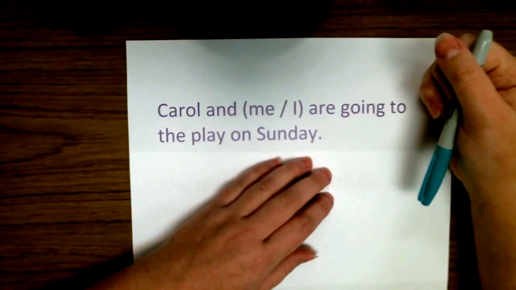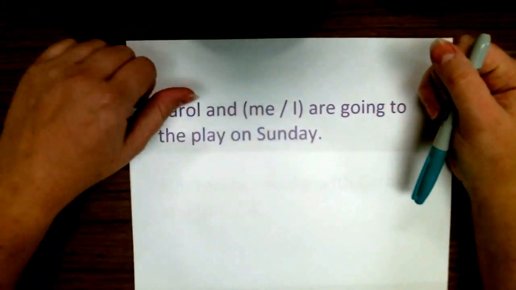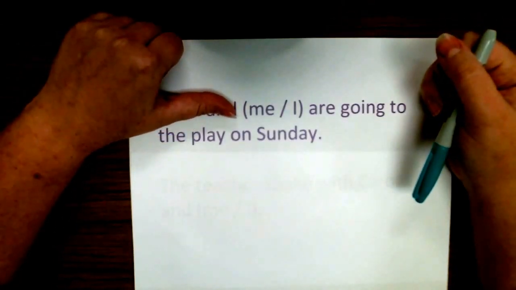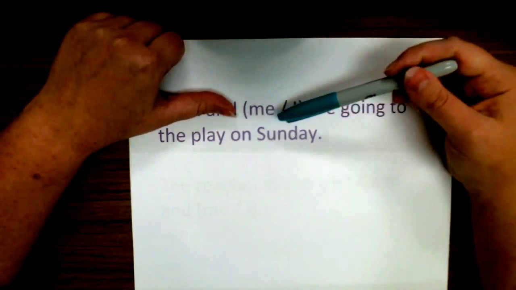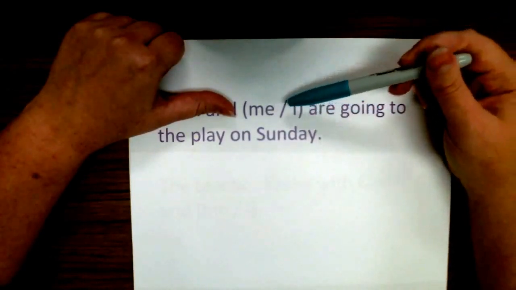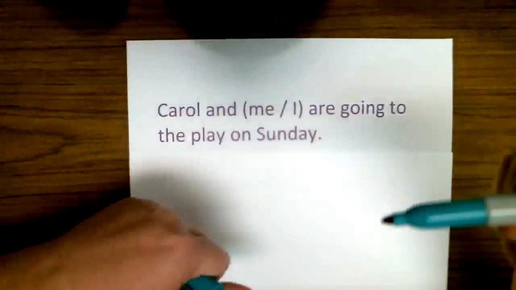There is, however, a much easier way to choose the correct option, and that's to get rid of whatever else is in the sentence, usually the other person, and decide like this. Would I say me is going to the play on Sunday, or I am going? Me am going to the play, or I am going to the play? Of course I would choose I.